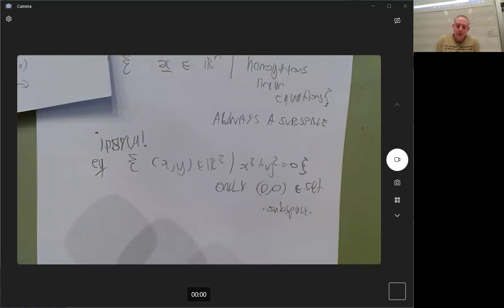How are we feeling? Feeling a bit better? Good. So we have 3 ways to define a set. And each way has a particular type of thing that definitely makes a subspace.